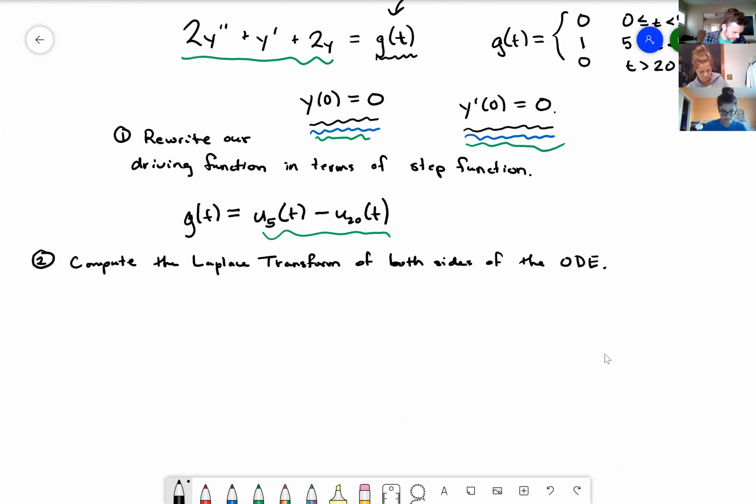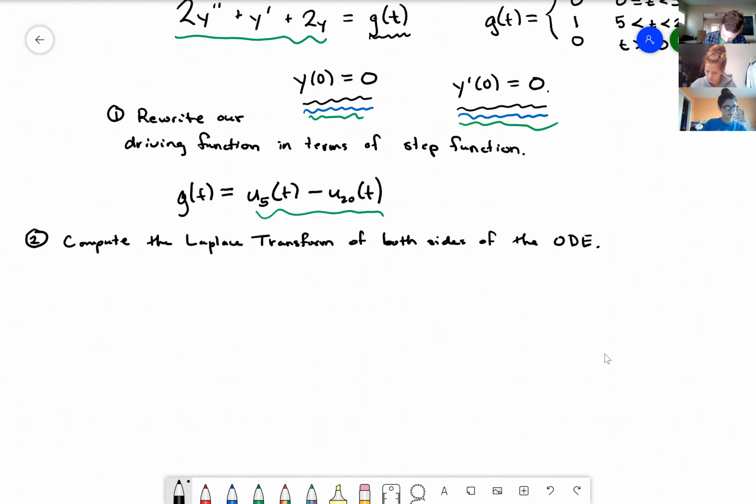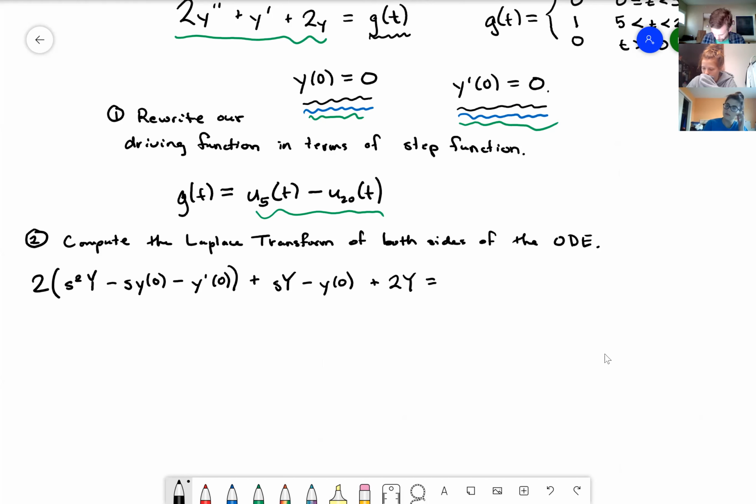All right. So I'm going to write it in terms of capital Y. So let me cancel the screen so I can see it. So we'll have 2 times the Laplace transform of y double prime. It would be s squared capital Y minus s times y0 minus y prime 0, plus s times capital Y minus y0, plus 2 capital Y. So that's what I get for the left side.